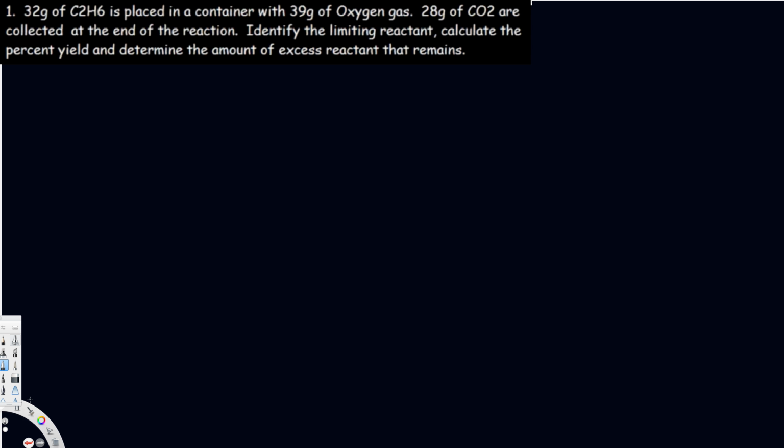Let's do this problem right here. The question is asking: 32 grams of C2H6 is placed in a container with 39 grams of oxygen gas. 28 grams of CO2 are collected at the end of this reaction. Identify the limiting reactant, calculate the percent yield, and determine the amount of excess reactant that remains. So let's see how we can do this.